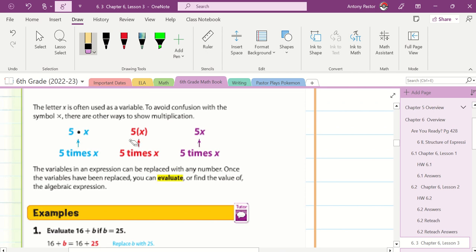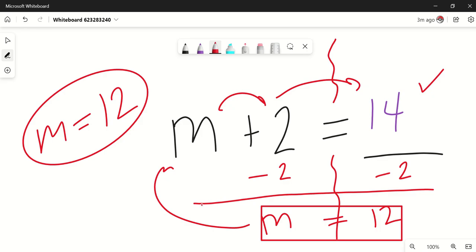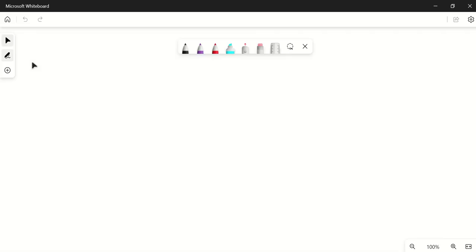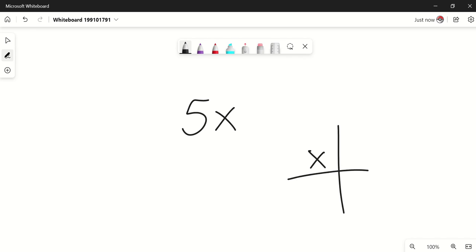And the variables in an expression can be replaced with any number. Once the variable has been replaced, you can evaluate or find the value of the algebraic expression. So for example, 5x. This could represent something like a person makes $5 an hour, where x represents the number of hours they work. So however many hours you work will depend on how much you get paid. So this is kind of like an input-output value.